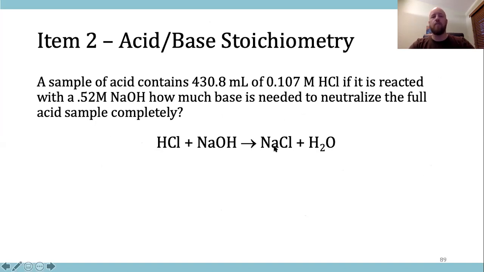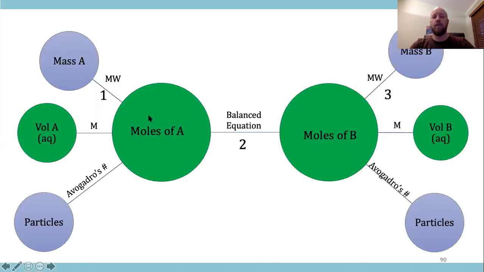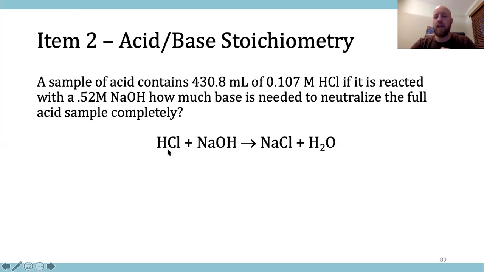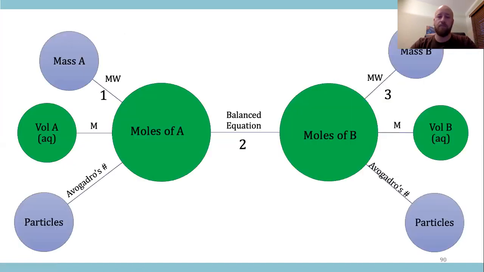And then we have acid-base stoichiometry. Here we have 430 milliliters of a 0.1 molar HCl reacting with 0.52 molar sodium hydroxide. How much is needed to neutralize the acid? So this still falls under our stoichiometry. We're looking for how much of the base do I need? I'm given the volume of the acid, I'm told the molarity of the acid, and I'm told the molarity of the base. Okay, plus I have a balanced equation. So I basically have a stoichiometry problem. Okay, so we can do acid-base stoichiometry.